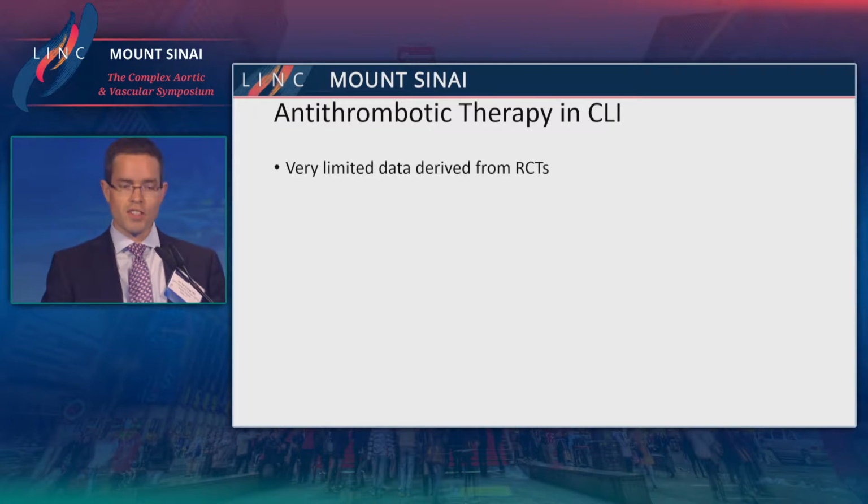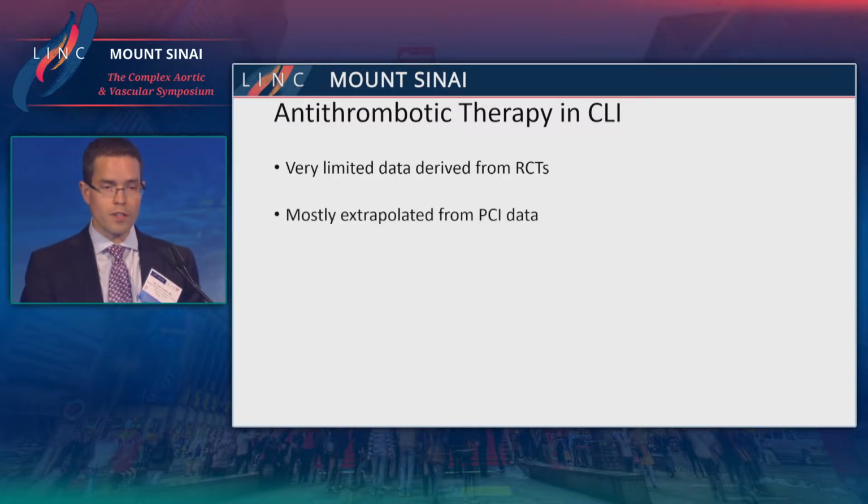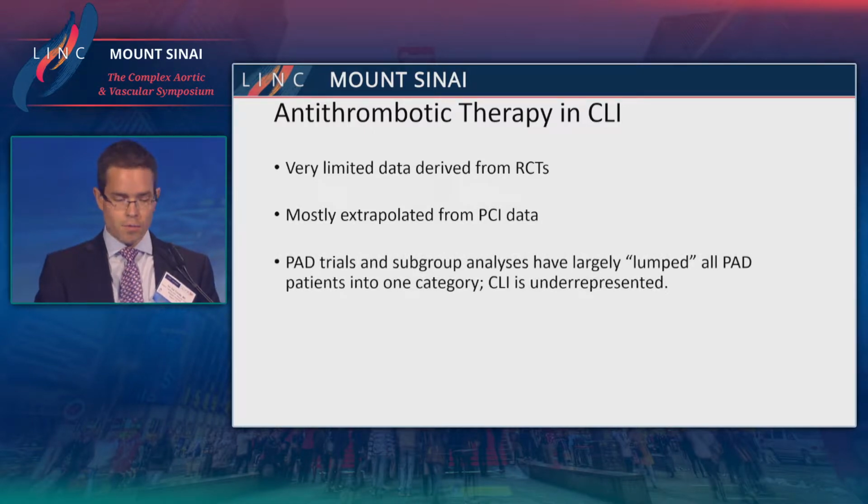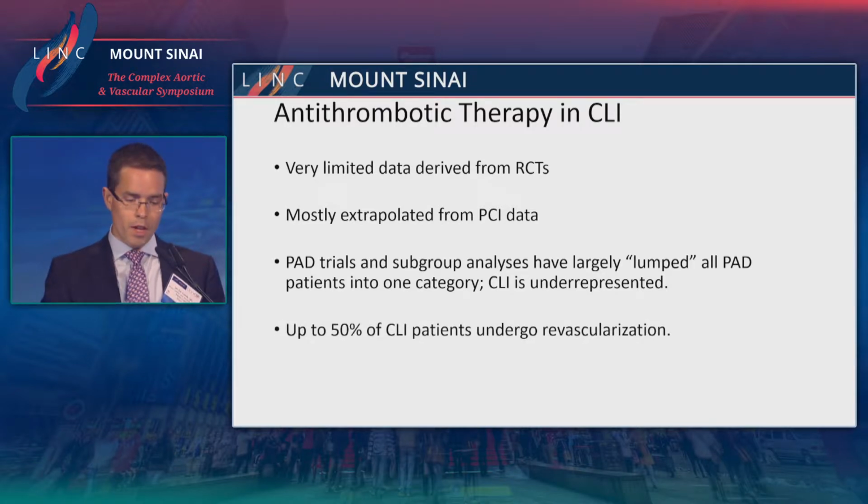The problem in discussing this topic is that there are very limited data derived from randomized controlled trials, and most of what guides our practice is simply extrapolated from the coronary literature, which is not ideal. And when we look specifically at data derived from PAD trials, most of these PAD trials just lump together all forms of PAD as if it were a homogeneous condition, and CLI is vastly underrepresented. And when CLI patients are included, they tend to have milder forms of CLI, such as Rutherford class 4.